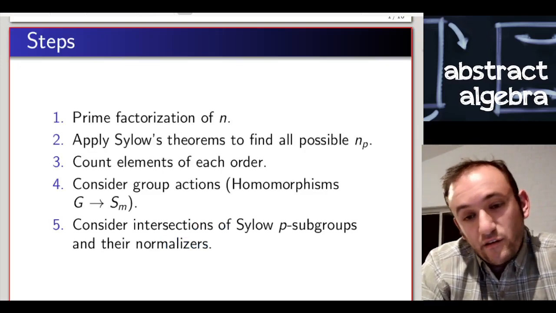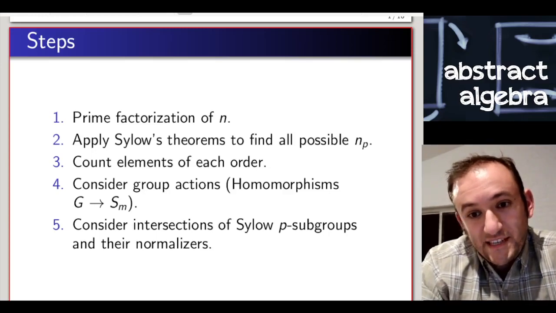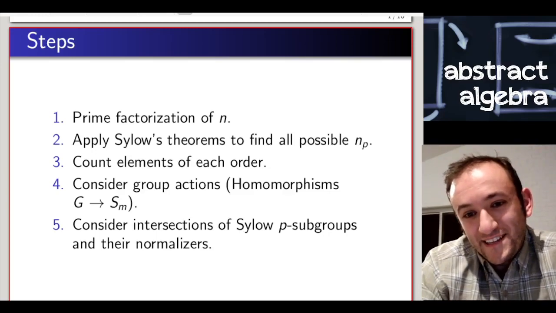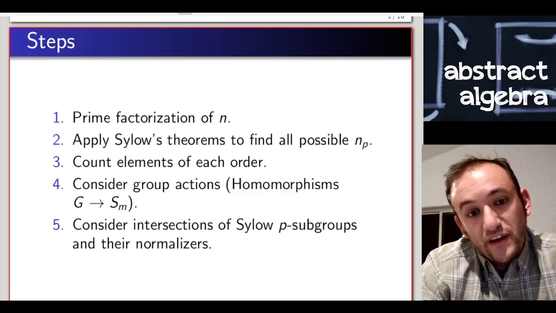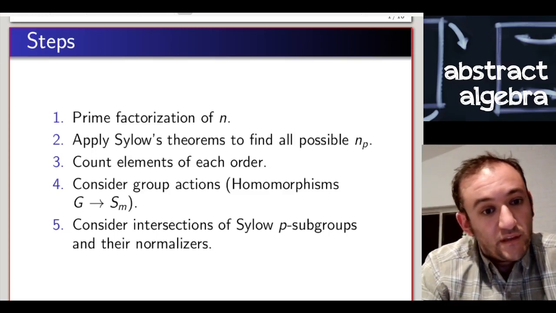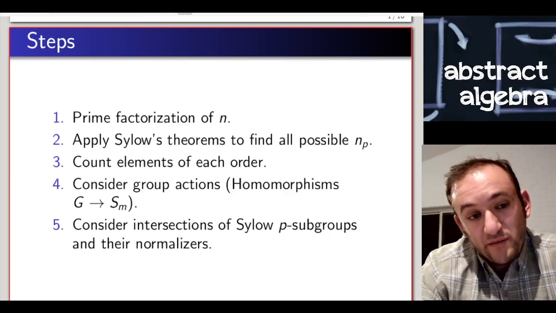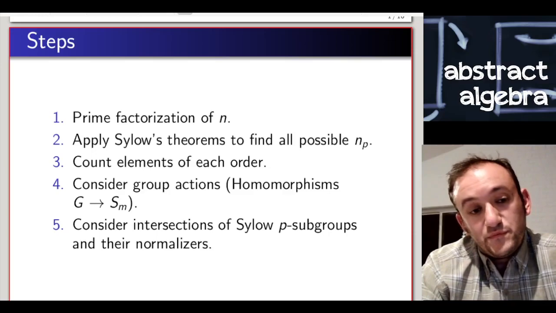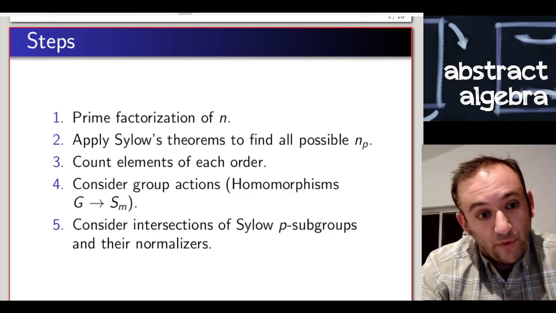Here are the steps to this problem. First, you factor n down into its primes. People make enough mistakes in this that you should pay attention to make sure you do it correctly. Next, you apply Sylow's theorems to find all possible values of NP. Then, using those different options for NP, you count the elements of each order in your group. That might lead you already to understand that your group has a normal subgroup.